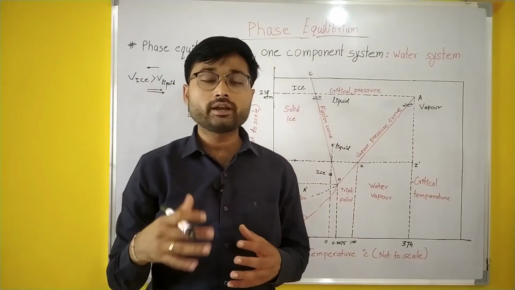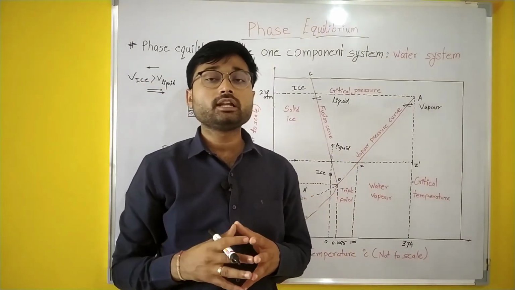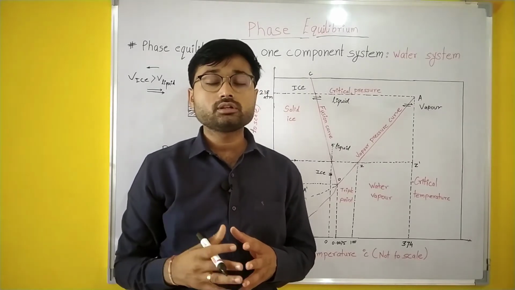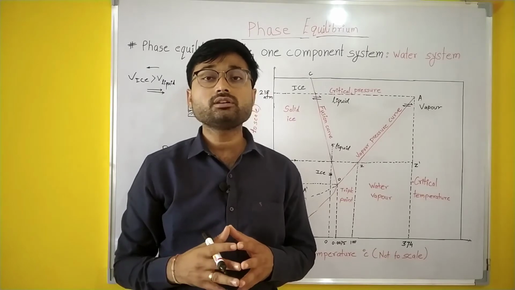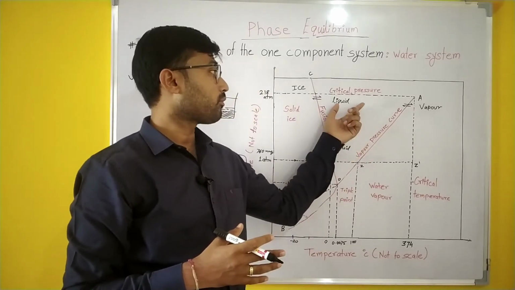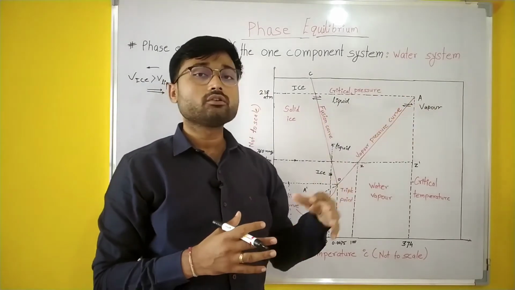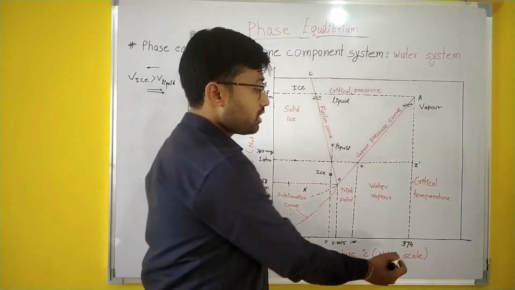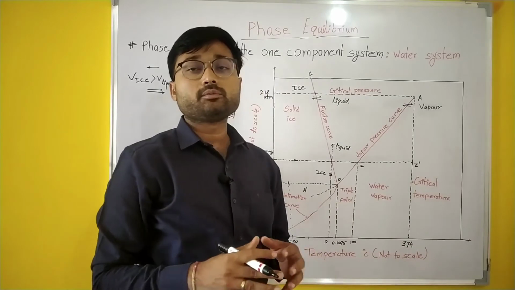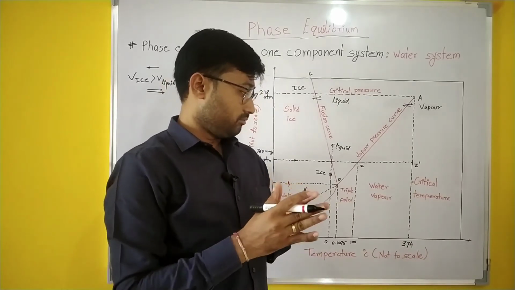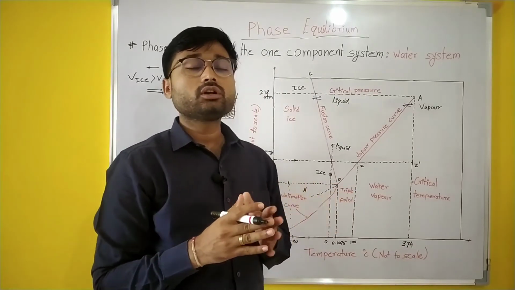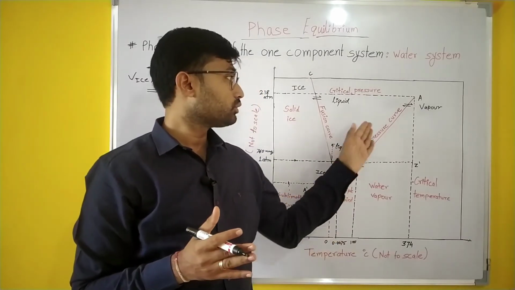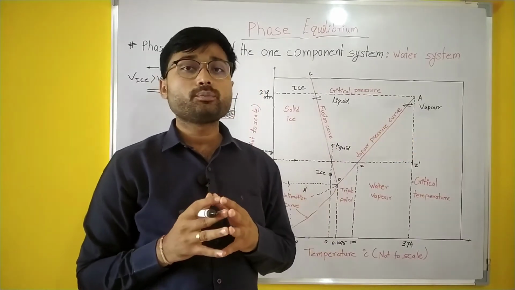So when you are providing heat to water, that heat is completely used to change the phase of the water system. So here it goes from liquid phase to vapor phase. At 374 degrees Celsius, which we call the critical temperature, above 374 you will not get any liquid. You will get only vapor.